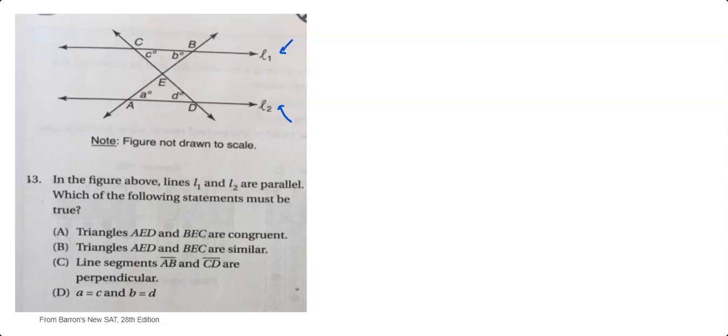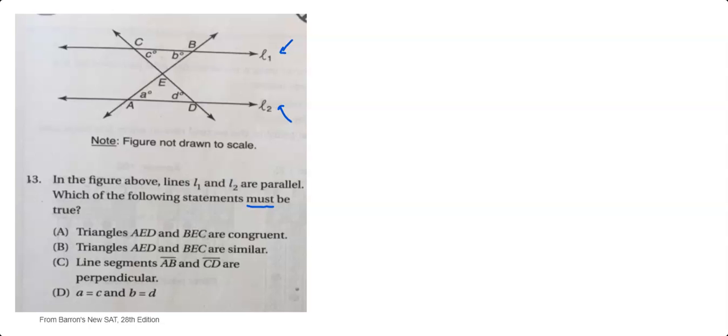Now, there is only going to be one correct answer. The key there is must be true. Could be true is a little different type of question that you might get on another question. So let's look at what we do know. We have L1 and L2 are parallel. Let's go down through here and see what we know about each of these choices.